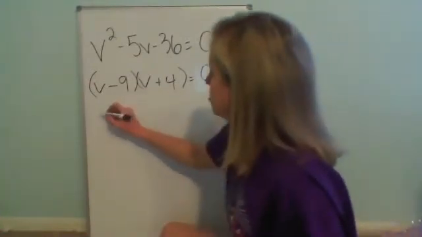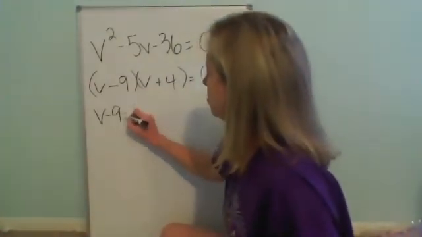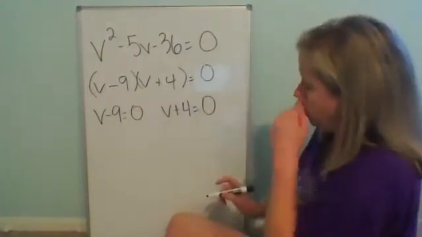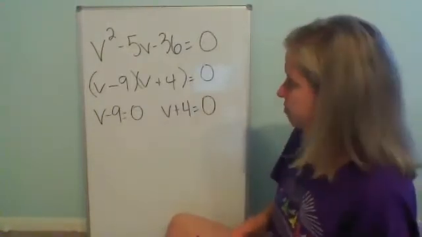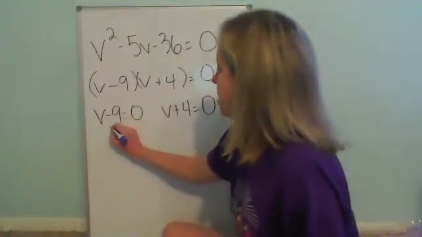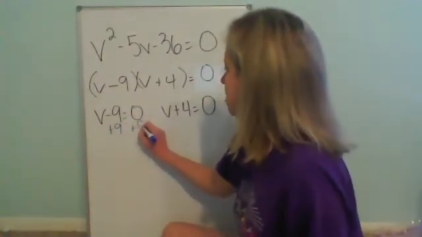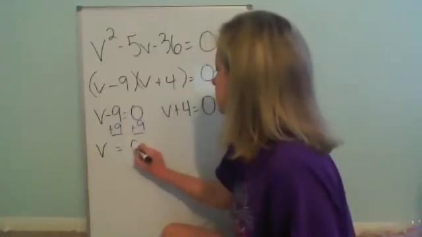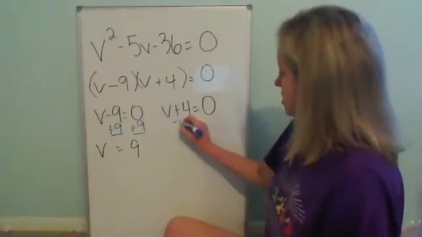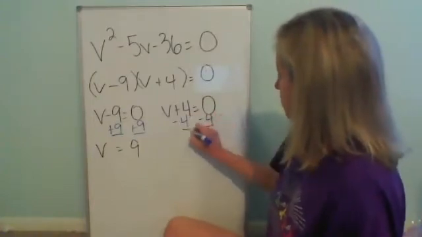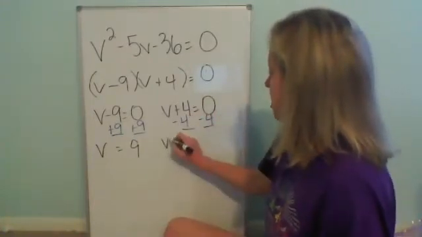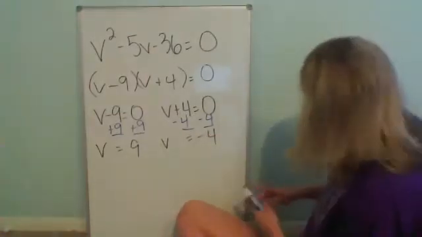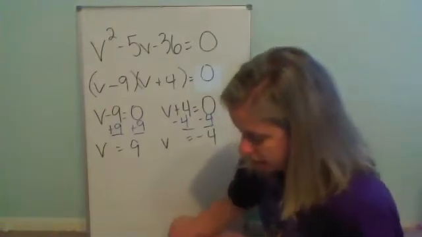After you do your factoring, again, just like the last problem, you'll set each factor equal to 0. So if I set each of those equal to 0, solve them for v. So this one I need to add the 9 to both sides. So v equals 9. Here I need to subtract 4 from both sides. So here I'm left with v equals negative 4. So 9 and negative 4 are your two answers.